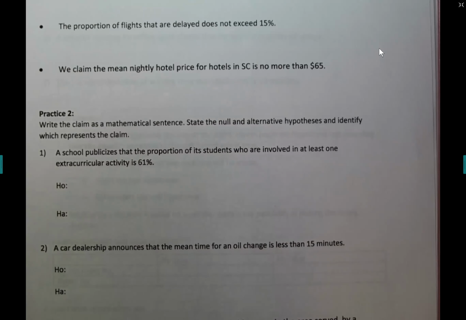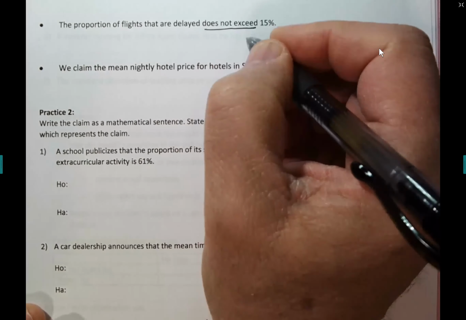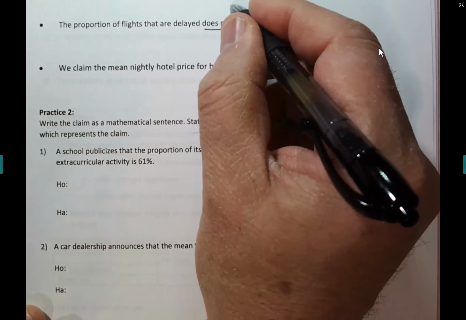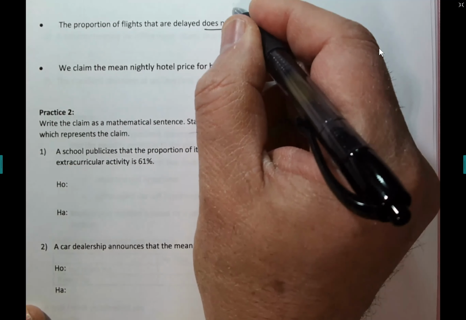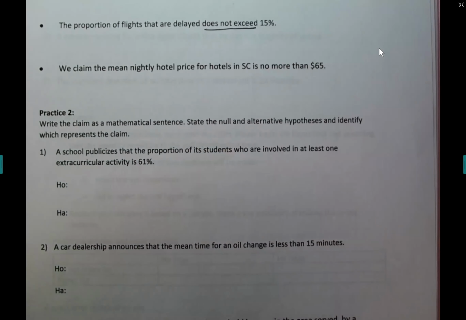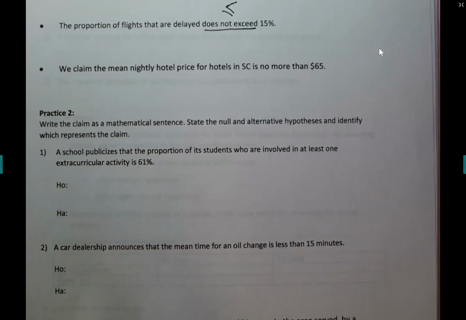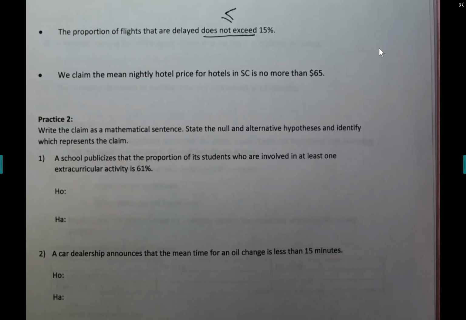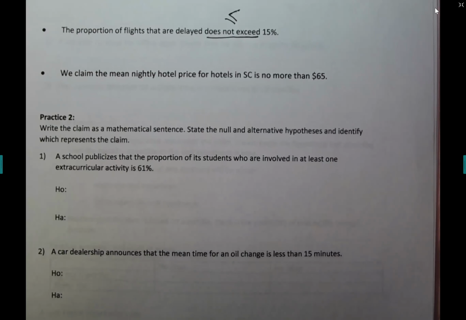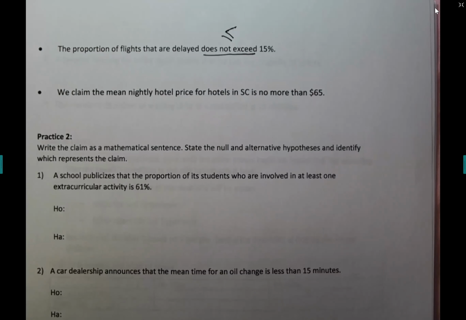Proportion of flights that are delayed does not exceed 15%. Do you guys still remember does not exceed? We went through it. So that's the algebra that you need for this chapter. What does not exceed mean? What do you guys think? Equal sign? Less than or equal. Yeah, I got somebody. Does not exceed means less than or equal. It could be 15%. That's why. If I tell you don't exceed 10%, that means I'm saying 10% is okay, but don't go over 10%. That's what I'm trying to tell you. So does not exceed, less than or equal to.